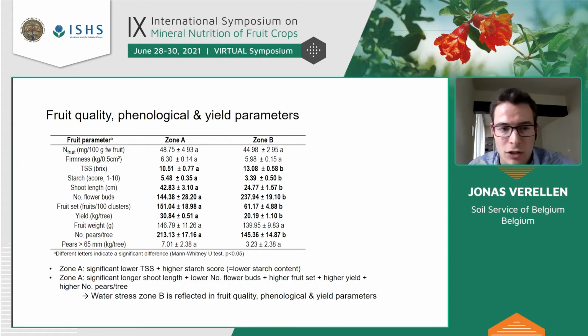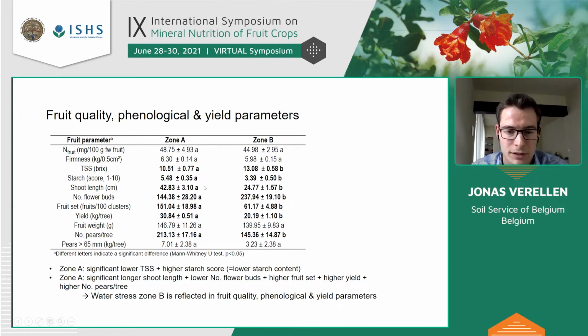Next, we can discuss some fruit quality, phenological, and yield parameters. For example, the starch score indicates that zone A has a significantly higher starch score as compared to zone B, which means that zone A had more ripe pears at harvest.